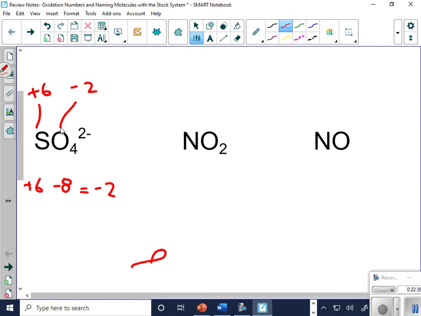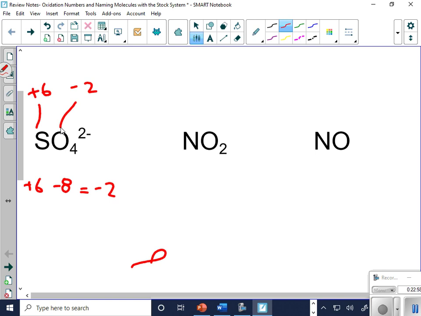Now, my next two, the one in the middle, nitrogen dioxide compared to nitrogen monoxide. Just going to show you a little bit here of the differences, even when we have the same elements. Okay? I look at nitrogen dioxide here. I'm going to start once again with oxygen.